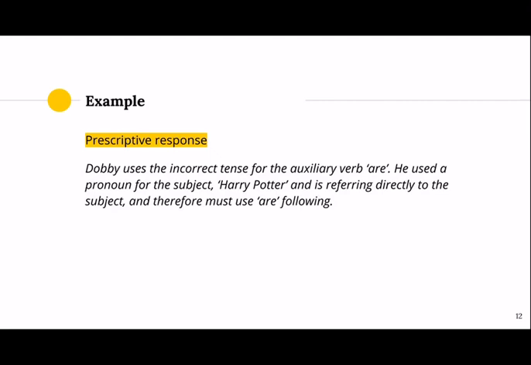All right, so here's an example of a prescriptive response to this language use. Dobby uses the incorrect tense for the auxiliary verb are. He used a pronoun for the subject Harry Potter and is referring directly to the subject and therefore must use are following.